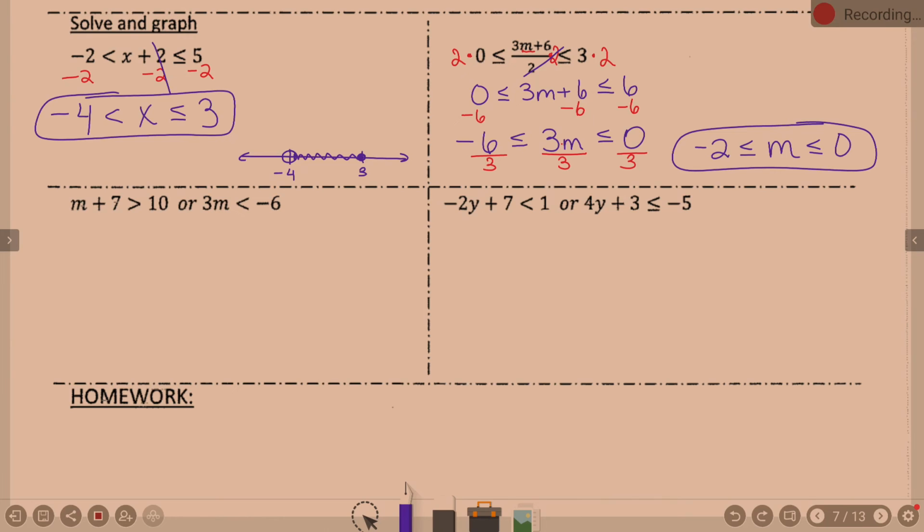Hey guys, we got 2 more here. Now, what's different about these next 2? They're both or statements. Or statements are no different than what you've been doing all along. You solve one, you get that answer, and then you solve the other, and you get that answer.